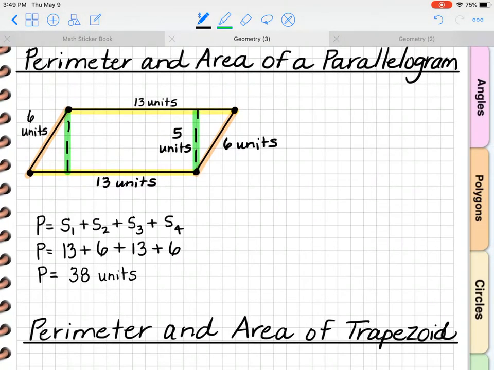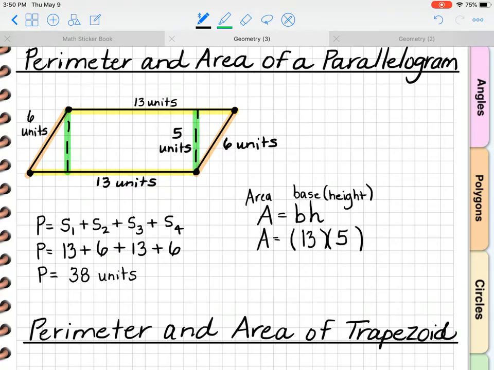The area formula for a parallelogram is pretty basic. It is just area equals BH, or area equals base times height. So we put in A, a pocket for B, and a pocket for H. The base is 13, the height is 5. That's all we're asked for. The 6 does not go in this problem. 13 times 5 is 65 square units.